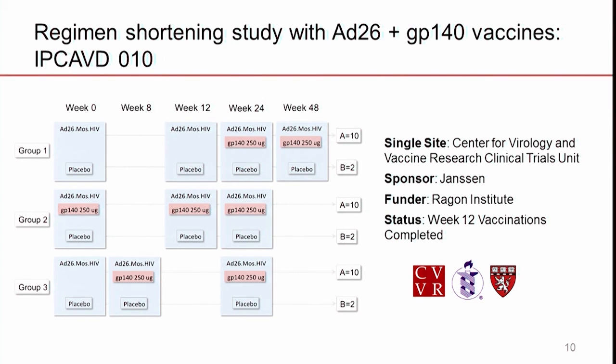So we opened a study last spring and we completed enrollment over this summer. There are 36 subjects. And I just want to draw your eye maybe to group 2 to show by example what a simplified regimen looks like, where potentially you could deliver AD26 and GP140 together for a 3 vaccine series that is only 6 months long. The enrollment is complete, all of the participants have reached week 12, and we should have data from that in the spring.